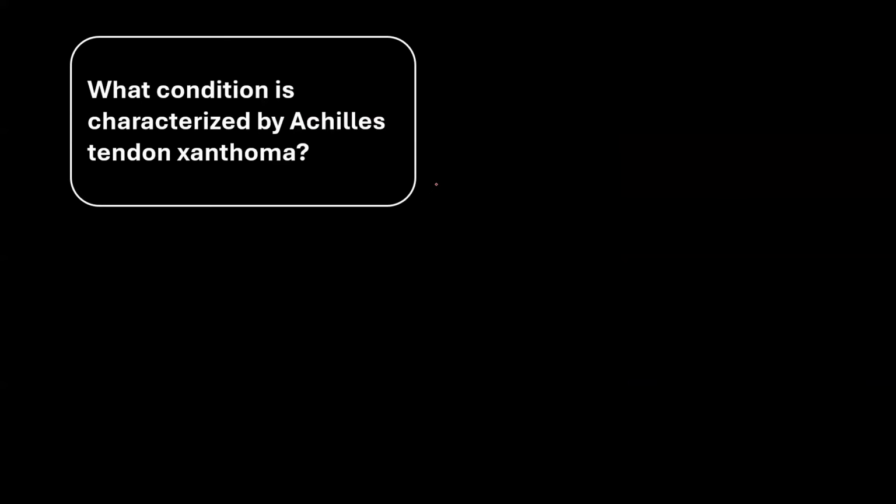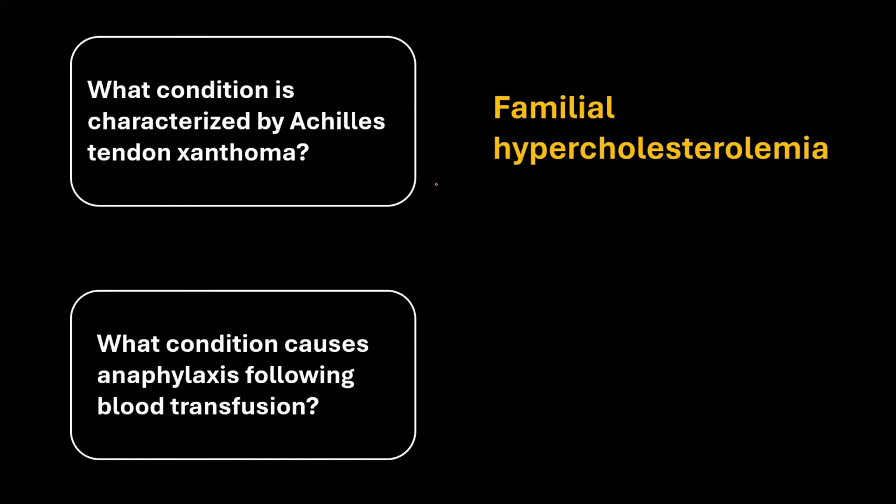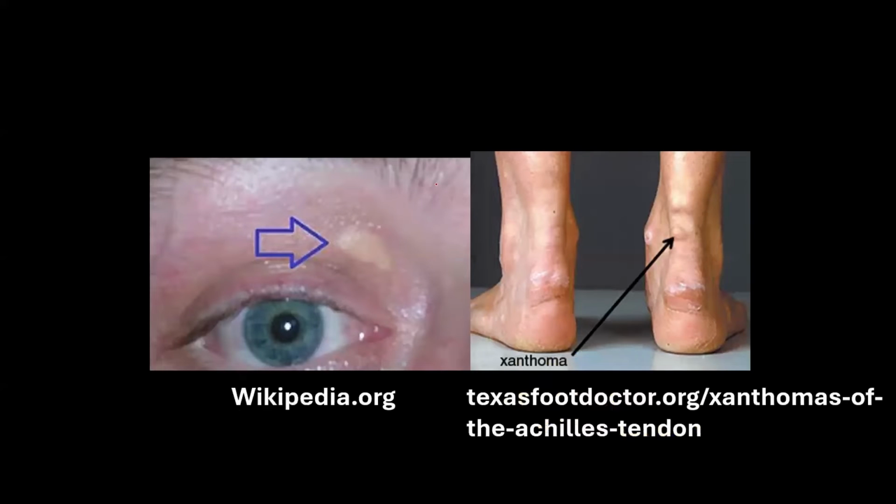All right, what conditions are characterized by Achilles tendon xanthomas? So this is just one of the familial hypercholesterolemias. Good. And then what condition can cause anaphylaxis following blood transfusion? Good. Yeah, total IgA deficiency. What is associated with total IgA deficiency? What condition? Yeah, celiac disease. Good. All right. Here we have some examples of xanthomas. So it's basically cutaneous deposition of fat.